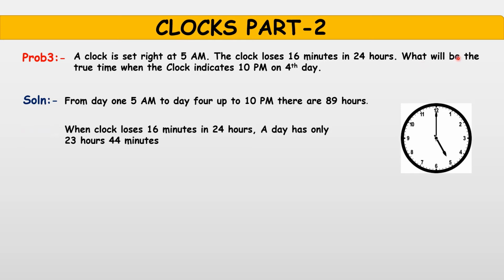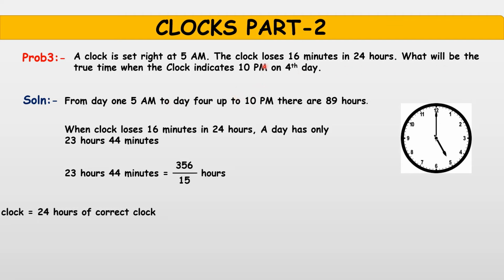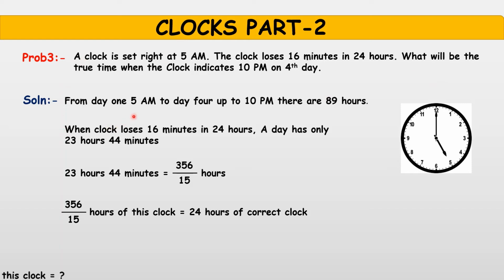What will be the true time when the clock indicates 10 p.m. on the 4th day? Today is Sunday, then Monday, Tuesday, Wednesday and Thursday. At Thursday night 10 p.m., you need to find the correct time. From today 5 a.m. to Thursday 10 p.m. there will be 89 hours. How is it 89 hours? For 3 days it's 72 hours. For the fourth day it's 12 plus 5 hours, which is 17. 17 plus 72 comes to 89 hours.